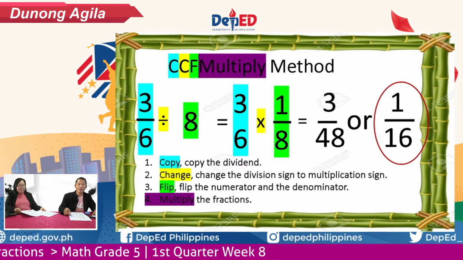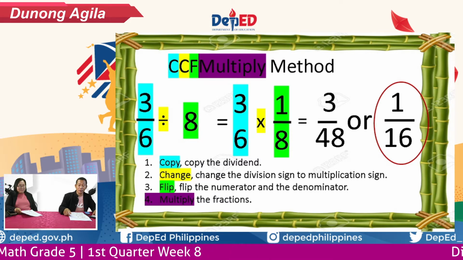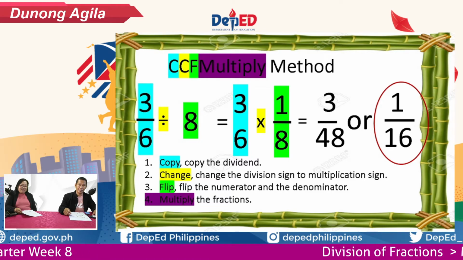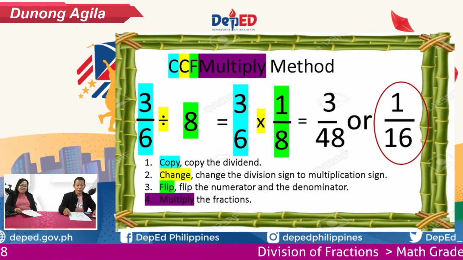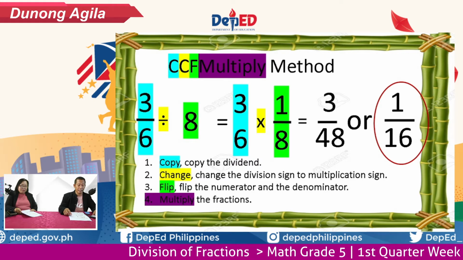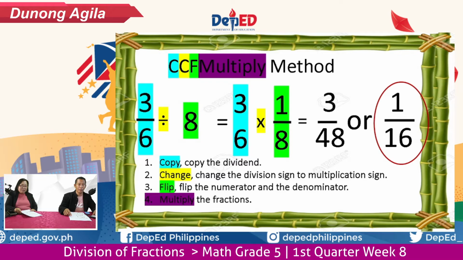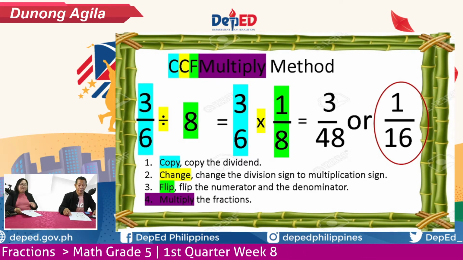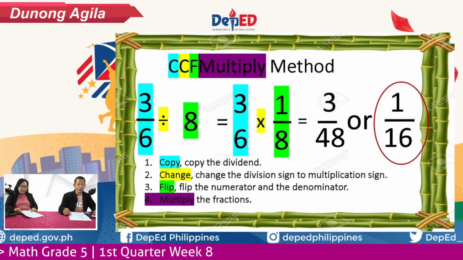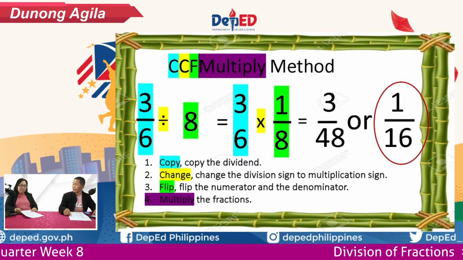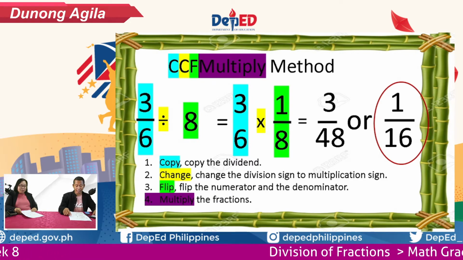Again, we have to remember CCF multiply, where C, you're going to copy the dividend. Another C, you're going to change the division sign to multiplication sign. Then F is your flip. What are you going to flip? Yeah, the numerator and the denominator. And lastly, we have to multiply. After the following examples, maybe you're all ready for a short quick check-up quiz.